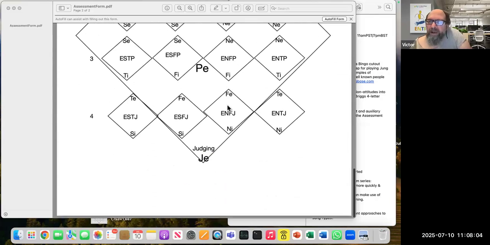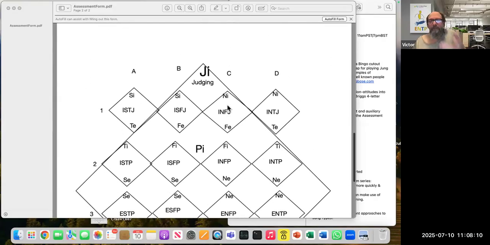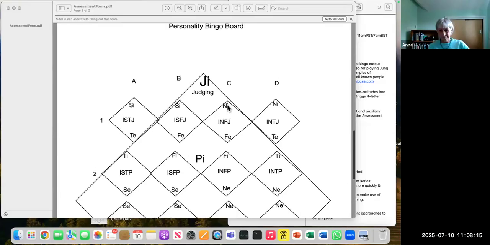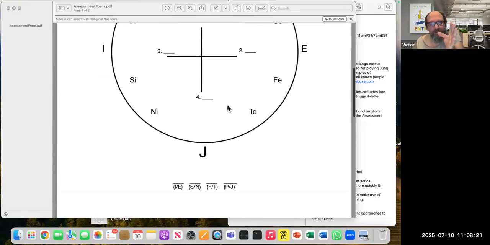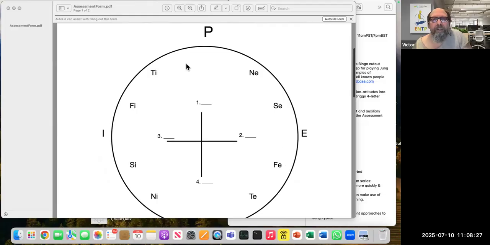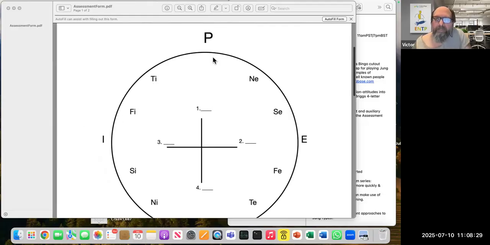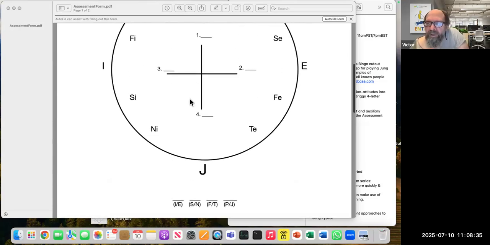On the second page of this assessment form is the arrangement, the bingo board. Okay. And we'll be looking at that here in a minute. First, I want to show you, we kind of looked at this a little bit last week. This first page is a summary of the guide to how to identify type. Does everyone have that from last week?